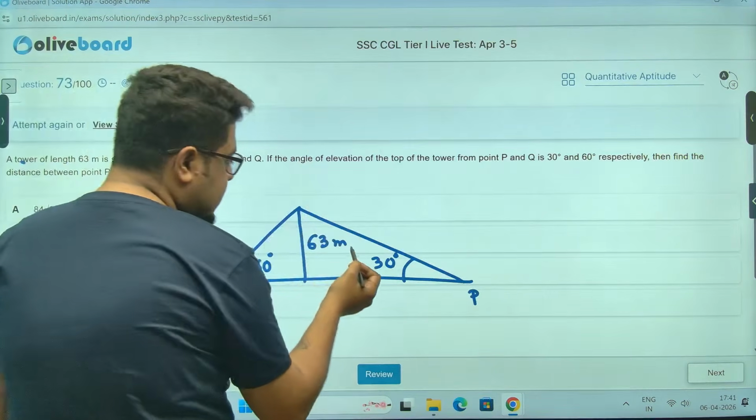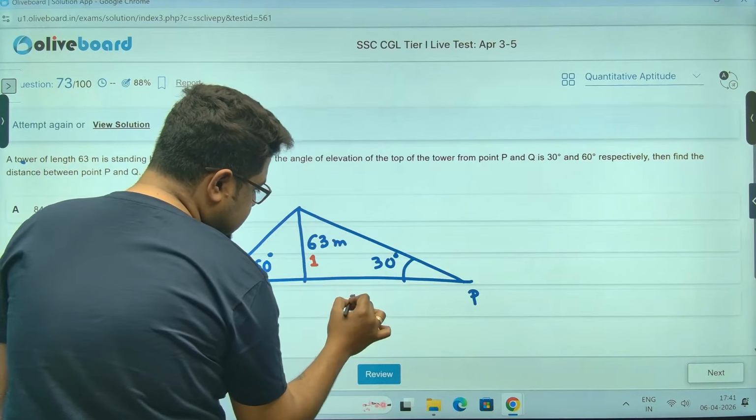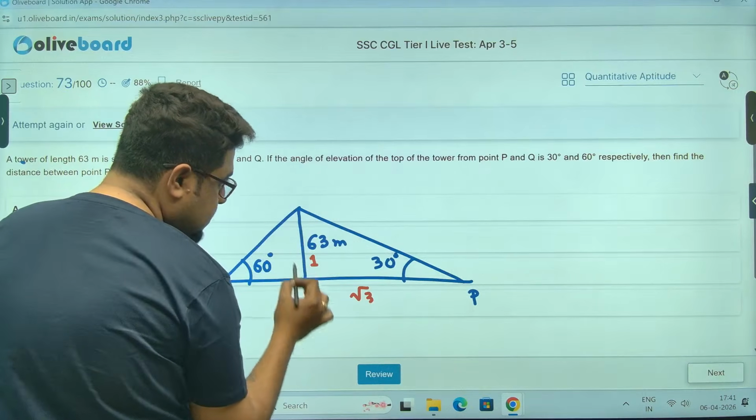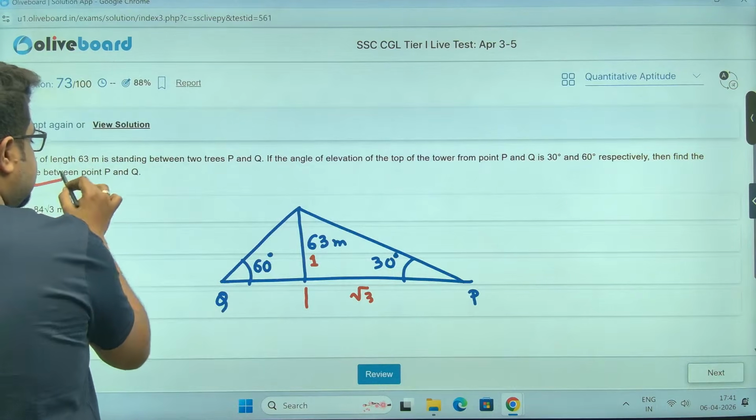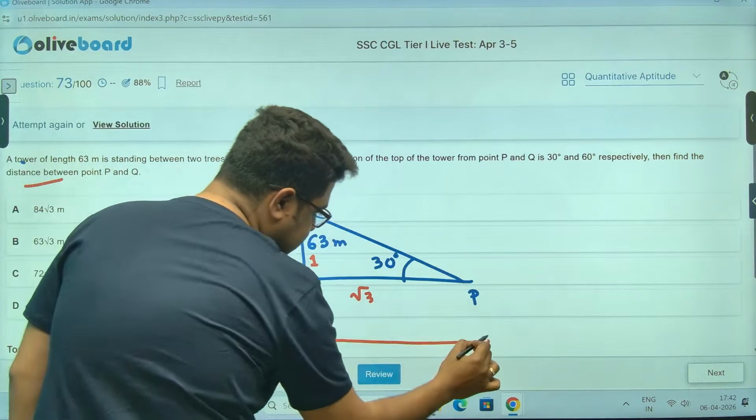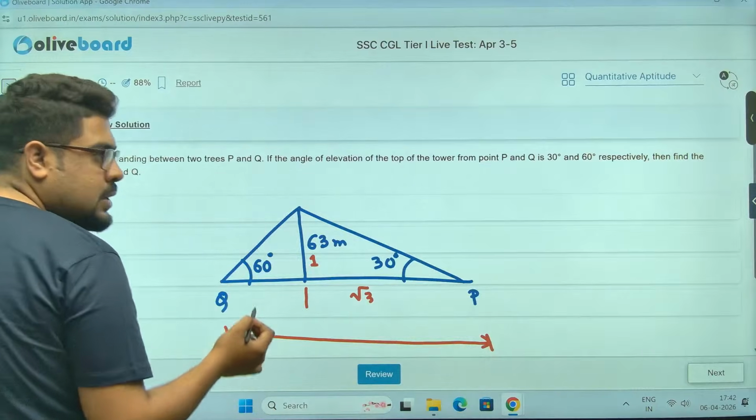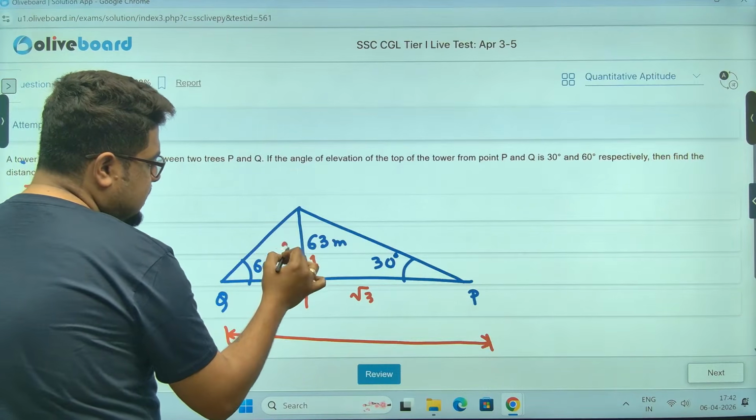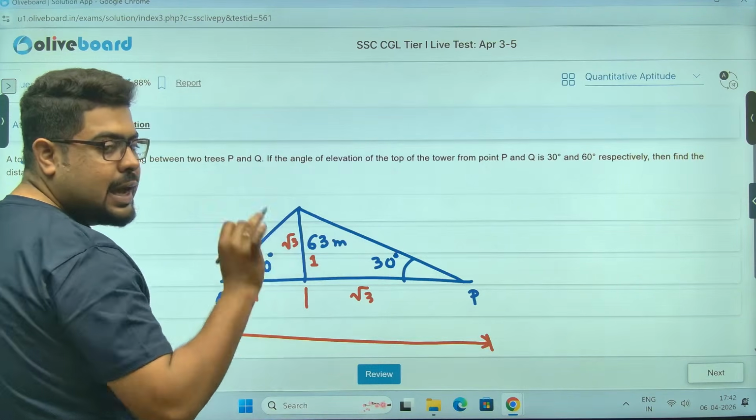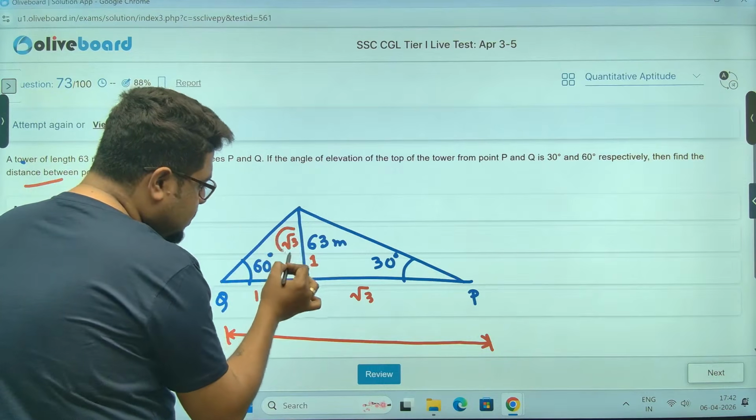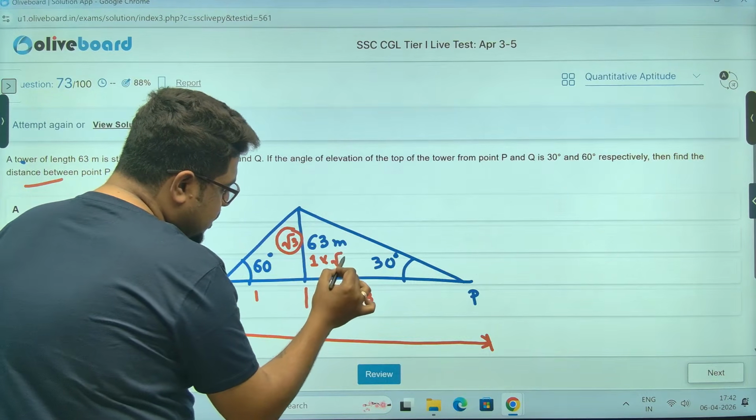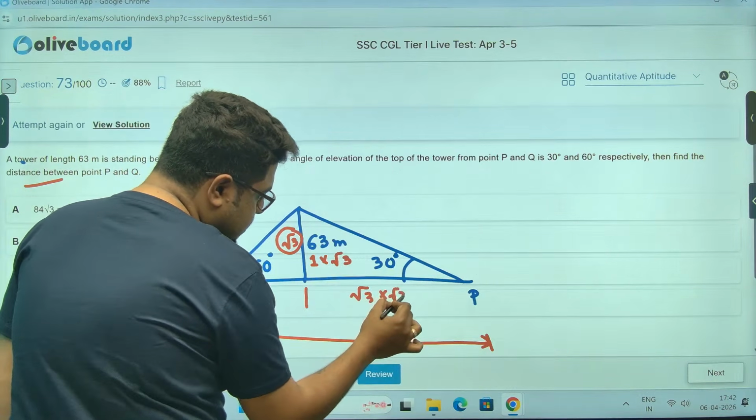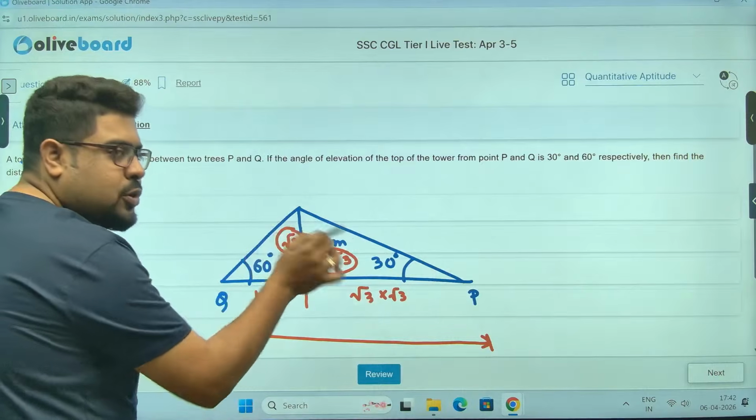Now, again, opposite 30 is 1 unit, and this is root 3 units. Because they are asking to find the distance between, I need the whole distance here. Acha. Again, opposite 60 is root 3, and this is 1. So it is root 3, na? So multiply this ratio also by root 3. So this is root 3 units from both ends.